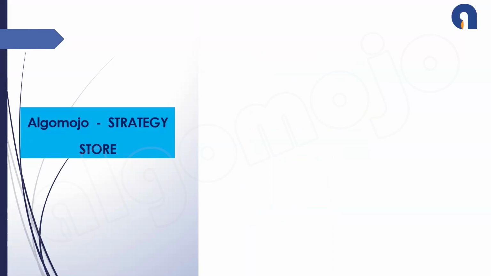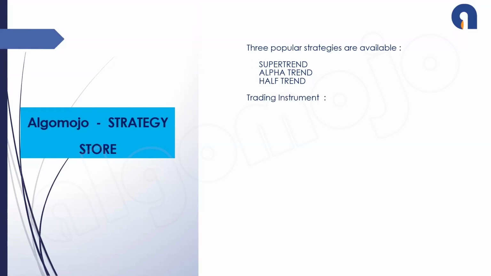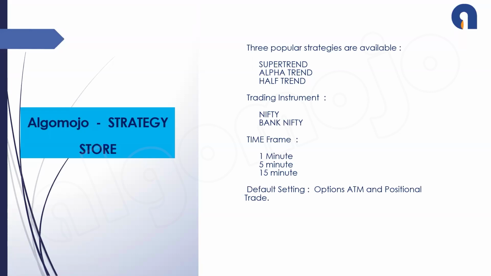There are also some ready-made strategies available in our store in case you want to use them. It comes bundled for trading in Super Trend, Alpha Trend, and Half Trend. This is not our strategy. These are pretty popular strategies which are available in the TradingView environment. We have tried them and kept those as an optional facility for users. You can trade in Nifty and Bank Nifty in either 1 minute, 5 minute, or 15-minute time frame. And by default, it is set to trade in ATM and for personal trades.